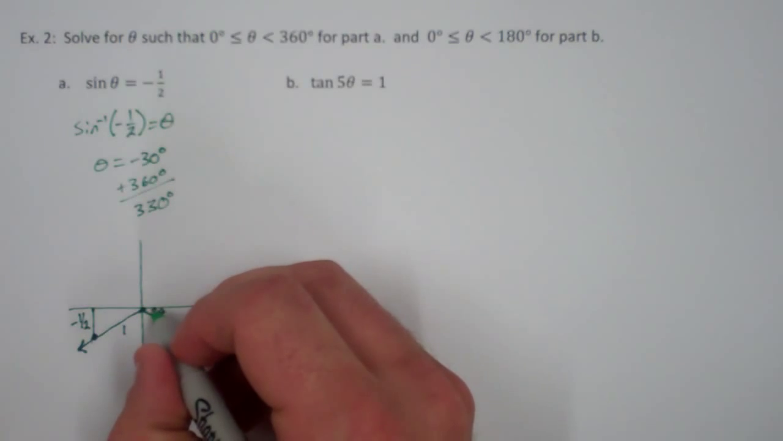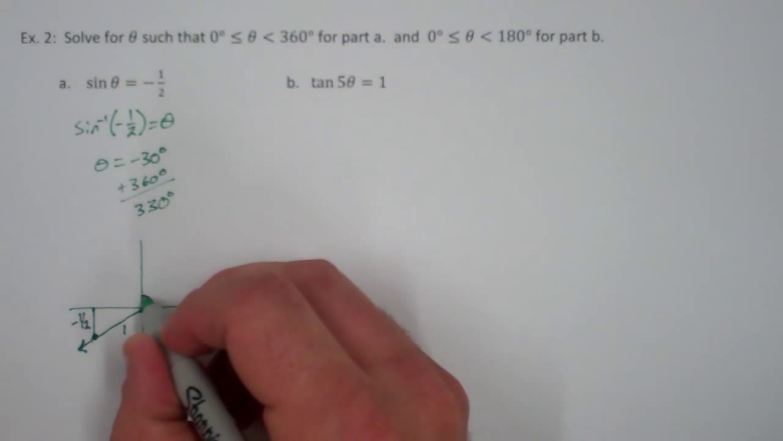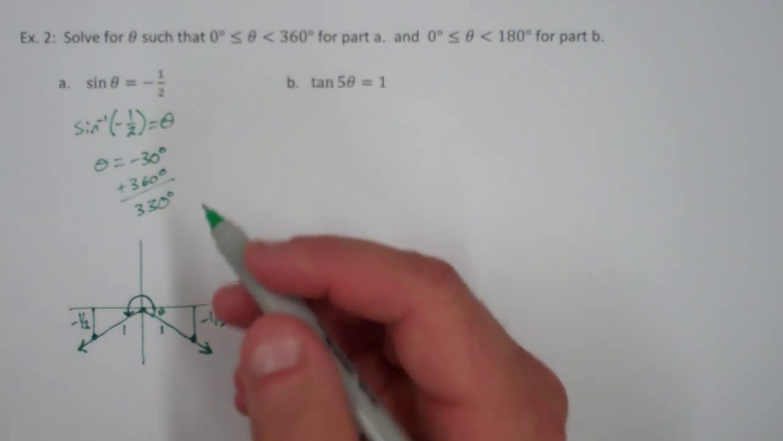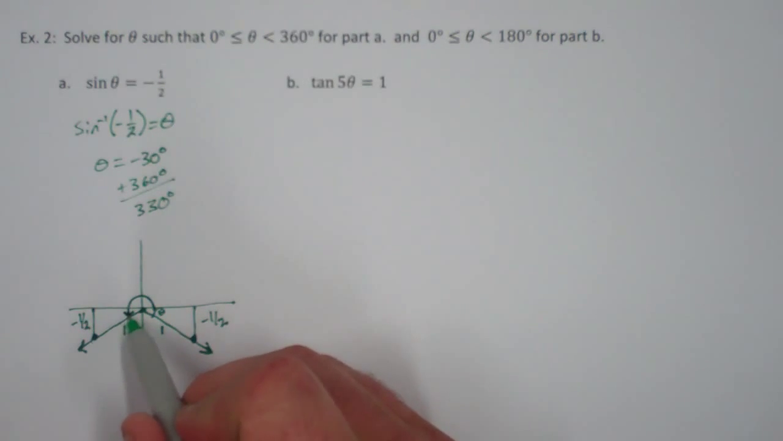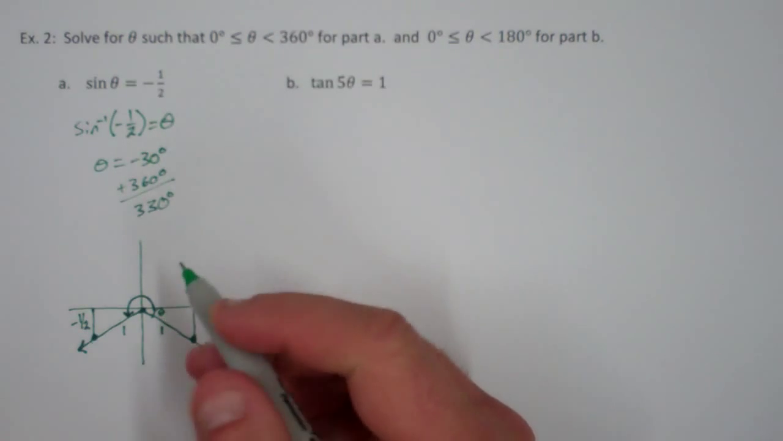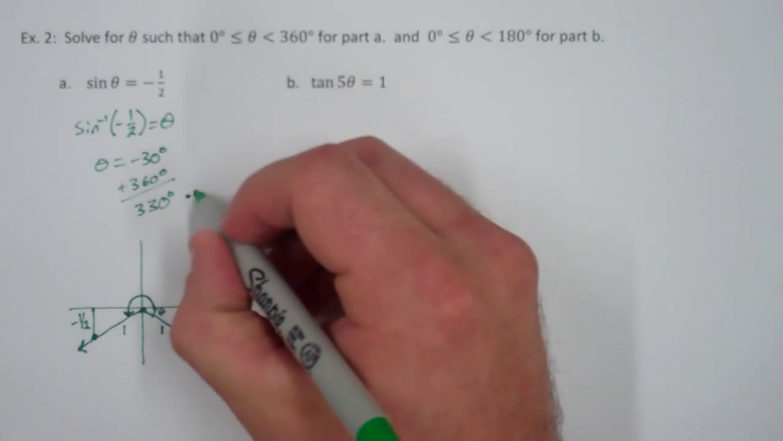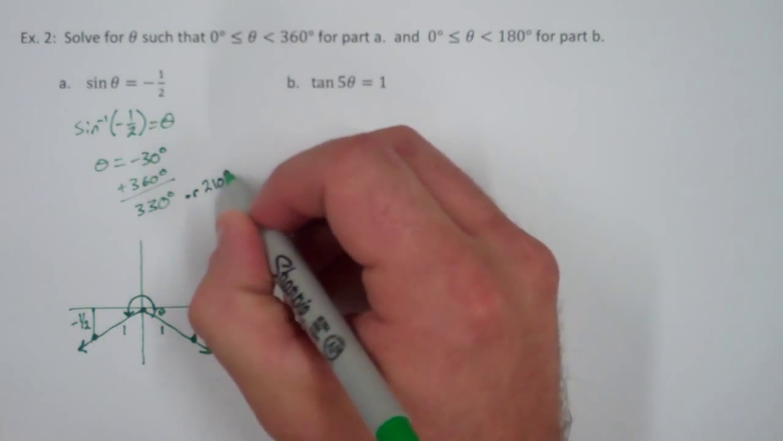So we have to find this angle, and right here you can tell that our reference angle is 30. So to find this angle, we need to go 180 degrees and then 30 more. So the solution here could be 210.